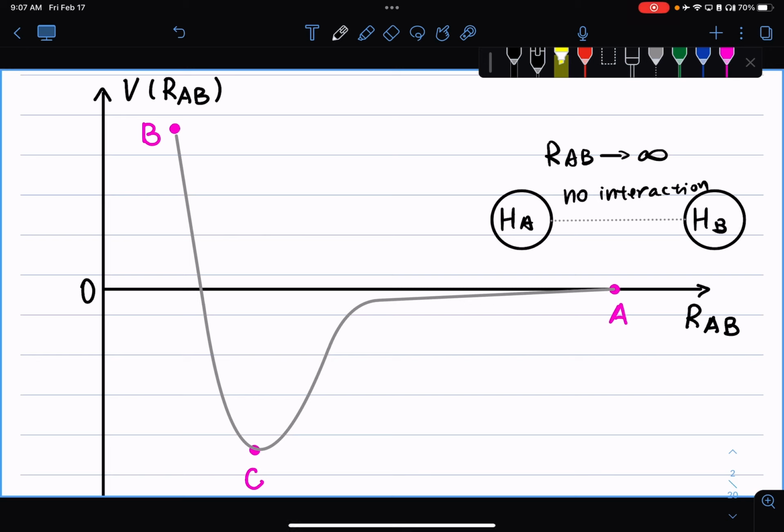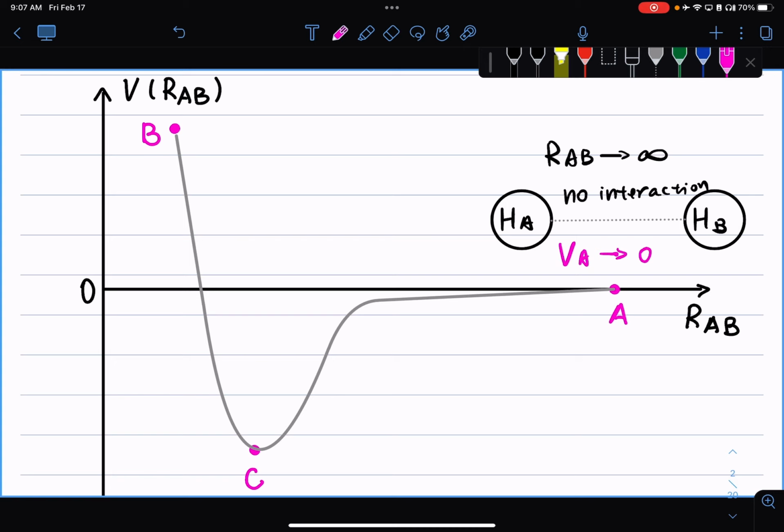Naturally, there's no interaction, so the potential energy between these two atoms is zero, or infinitely approaching zero, right? Because we can't really have infinite distance, so this is infinitely approaching zero. Or VA is infinitely approaching zero. The two atoms don't see each other, they don't interact with each other, there's nothing happening.